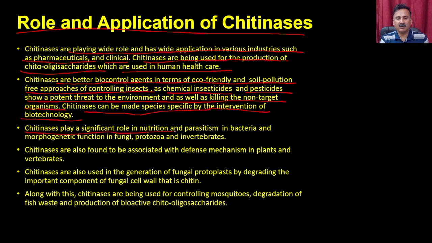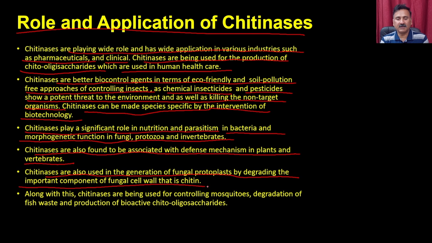Chitinases play a significant role in nutrition and parasitism in bacteria, and a morphogenetic function in fungi, protozoa, and invertebrates. Chitinases are also found to be associated with defense mechanisms in plants and vertebrates. Chitinases are also used in the generation of fungal protoplasts by degrading the important component of the fungal cell wall, that is the chitin. Along with this, chitinases are being used for controlling mosquitoes, degradation of fish waste, and the production of bioactive chitin oligosaccharides.